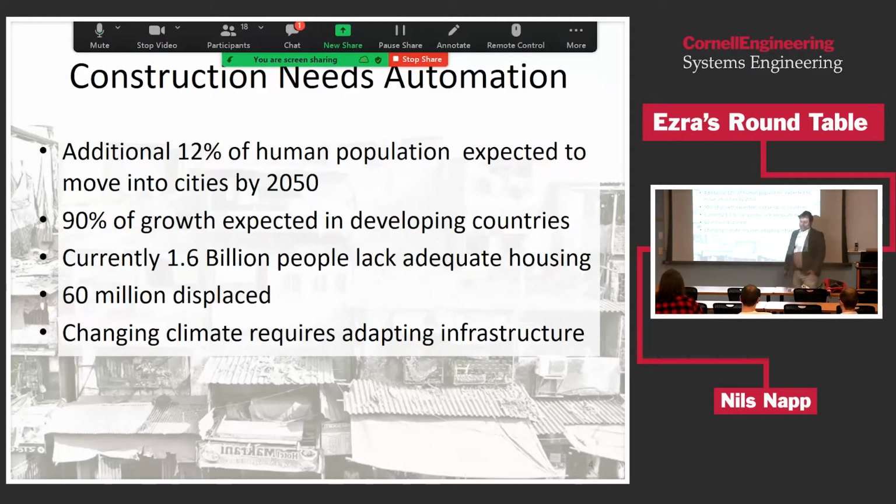It's not on here, but the construction industry is also super dangerous, so it's actually a space where several companies are trying to use robotics, because that's the traditional place where we would want to use robotics: dirty, dull, dangerous, and construction hits all of those.